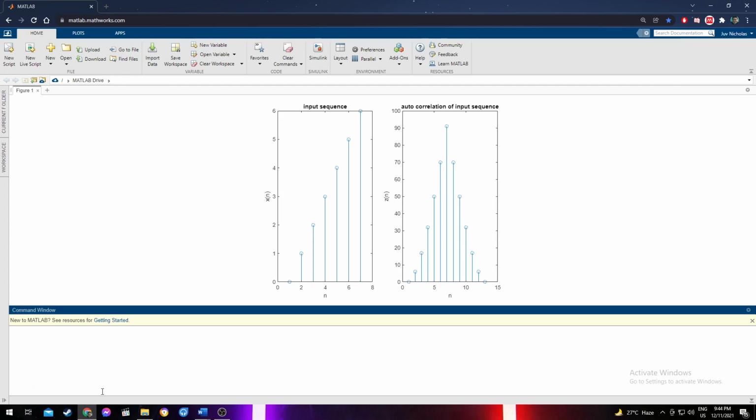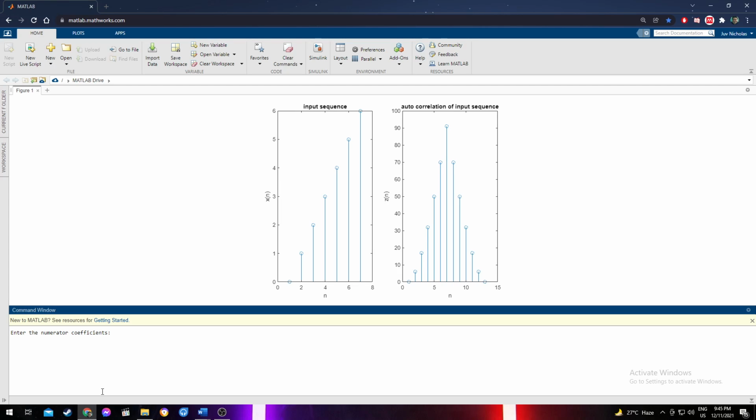For number 4, we are asked to find the frequency response of the system described by the difference equation y of n minus 3/4 y of n minus 1 plus 1/8 y of n minus 3 is equal to x of n plus 2x of n minus 1.